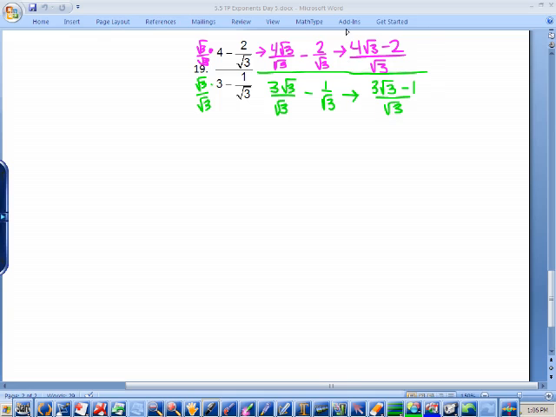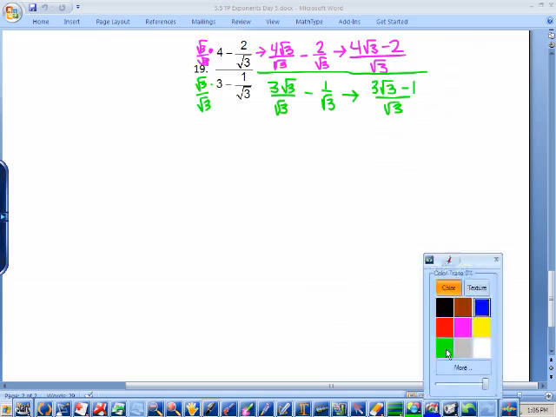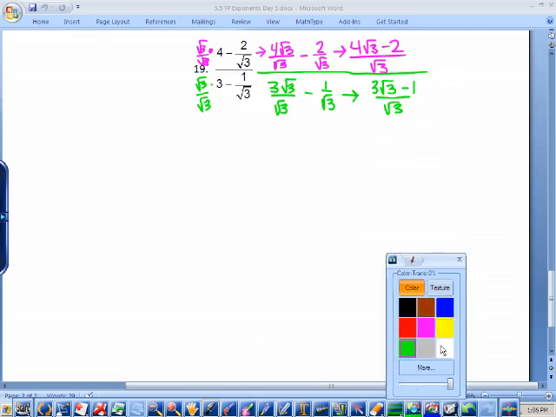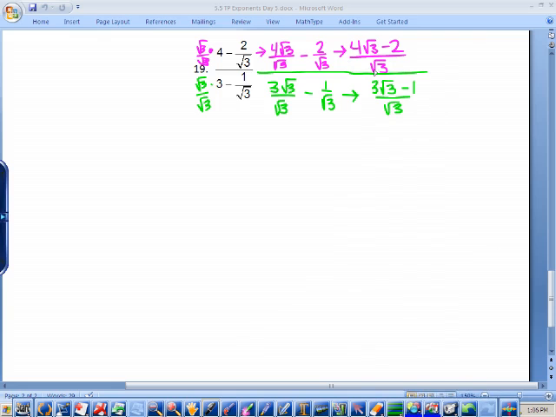Okay, so we now have a single fraction divided by a single fraction. Now when you divide fractions, remember, we keep the first one, change the division to a multiplication, and then multiply by the reciprocal. Yes? So 4 root 3 minus 2 over root 3. Change division to multiplication, and then multiply by the reciprocal of your denominator.